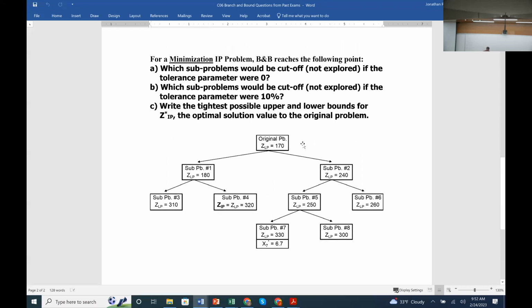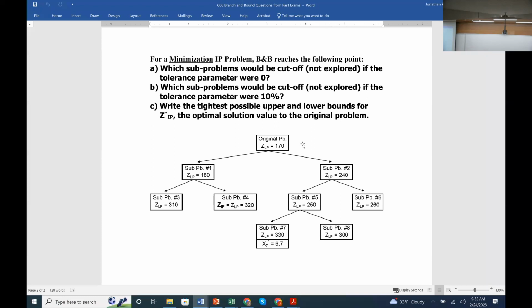For a minimization problem, we get to this point, which problems can be cut off? Whoops. Somewhere along the line, I lost it. Getting worse, not better. Oh, I missed it. There's a delay. Recording in progress. Okay, I won't touch it again.